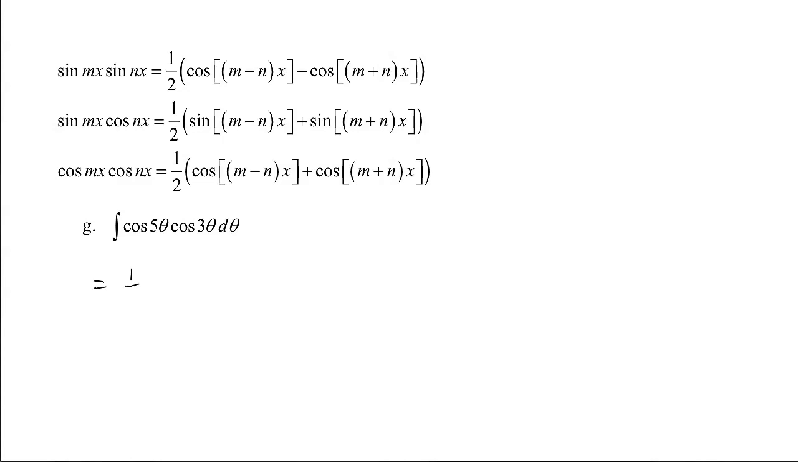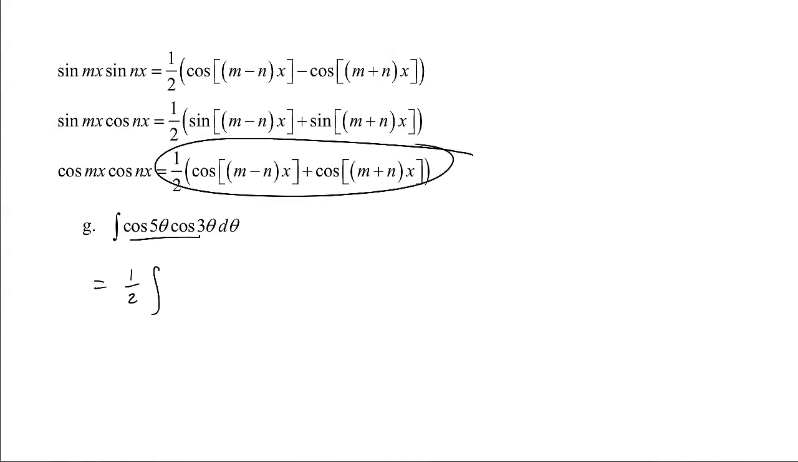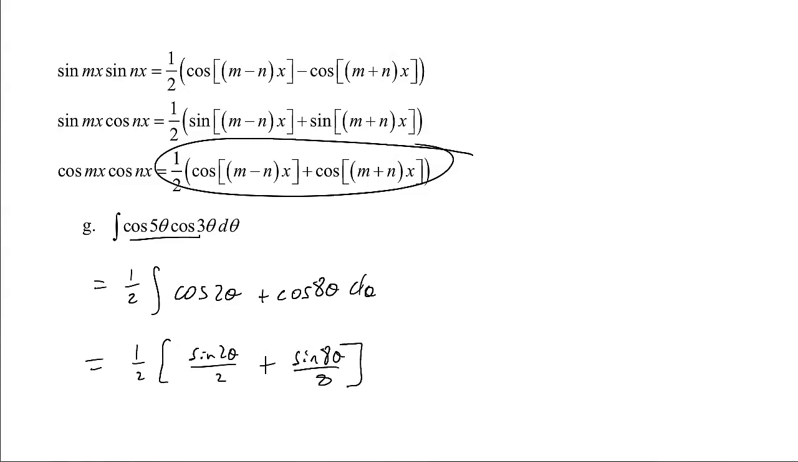So let's use that identity. Since I have cosine, cosine, I'm looking right here. So 1/2 the integral of cosine times the difference, which would be 2 theta, plus cosine times the sum, which would be 8 theta d theta. And then I can just do my antiderivatives. So 1/2 sine 2 theta over 2 plus sine 8 theta over 8 plus c.